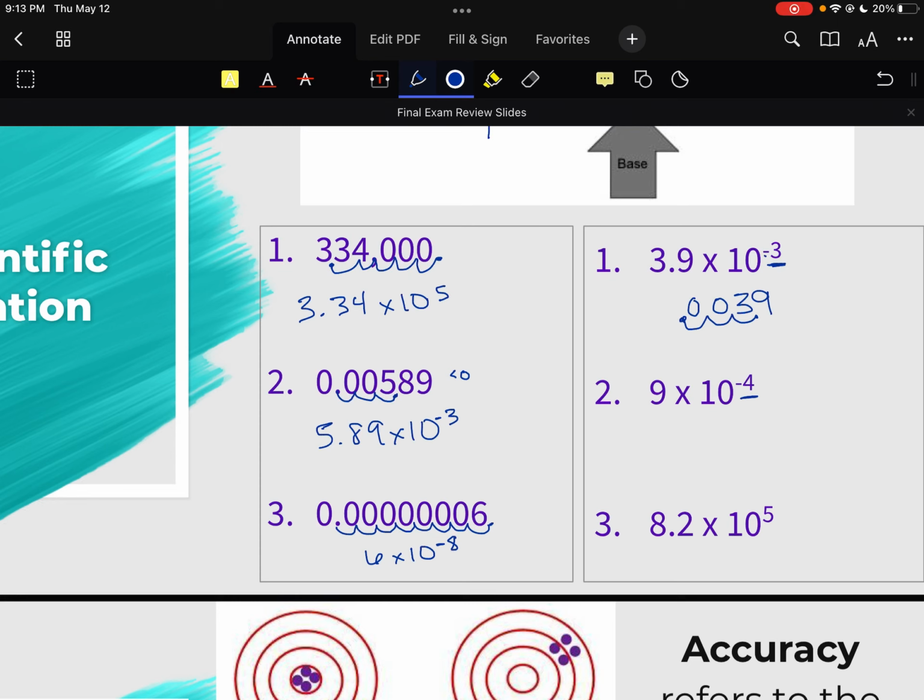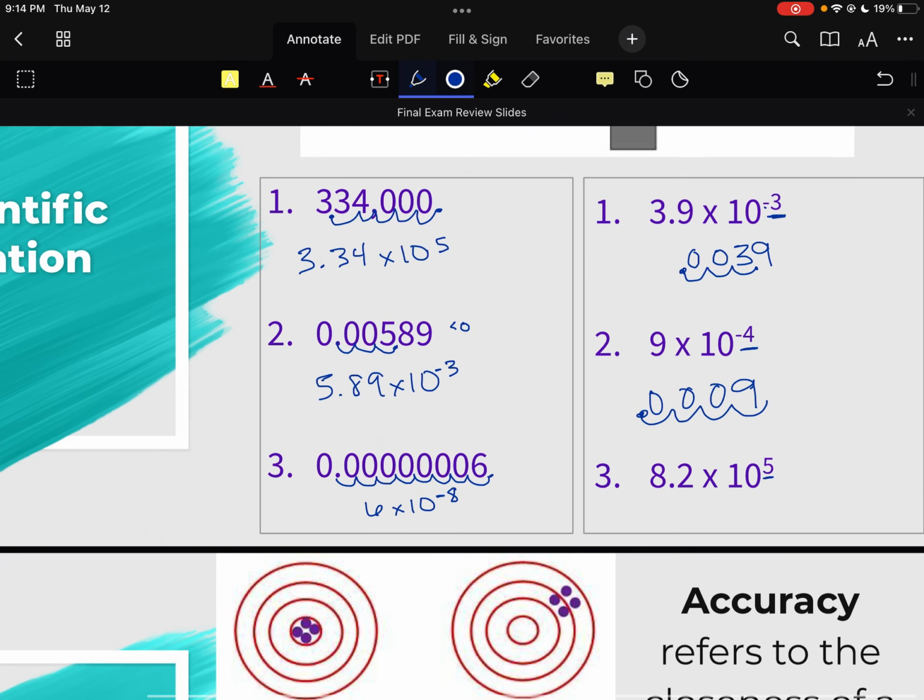Again, this is a little number, a negative 4, so I want to make a little number. So I'm going to move it 4 places. 1, 2, 3, 4. And then now I have a positive exponent, so I want to make a big number. So I'm going to move it 5 places. 1, 2, 3, 4, 5. And then just fill in the blanks with zeros.